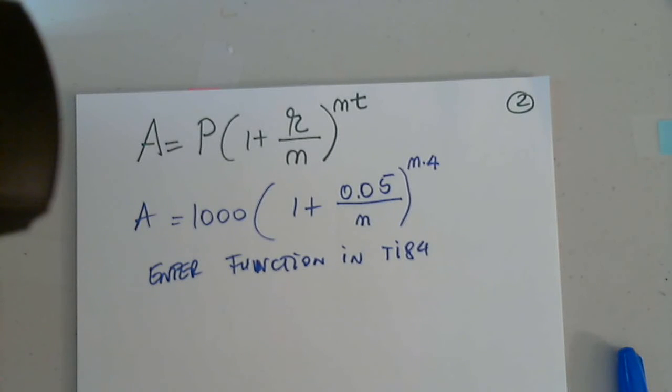And we will enter 1000, parentheses, 1 plus 0.05, which is the interest rate. Stop me if you have questions or you fall behind or anything. Divided by, it's our X. This is the key for all variables, X. Close the parenthesis, put the caret for the power.